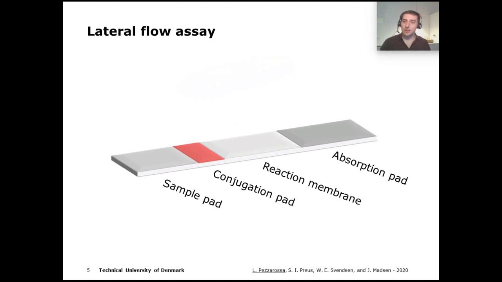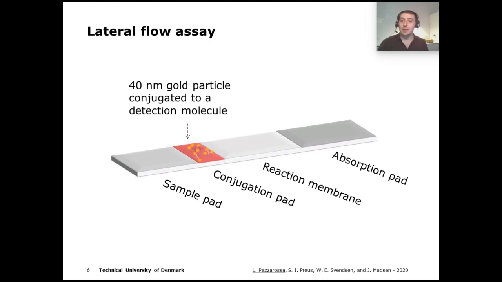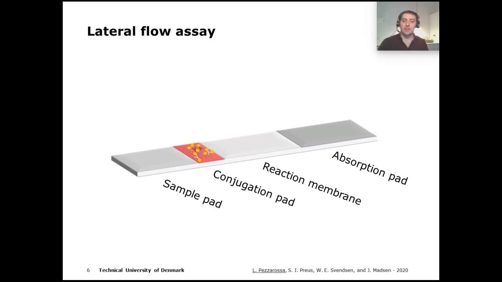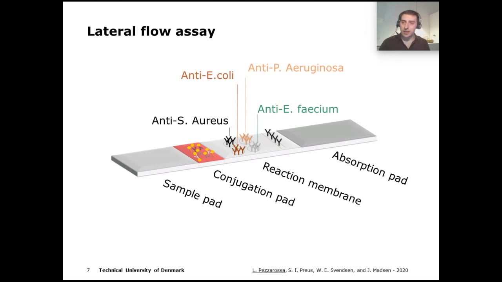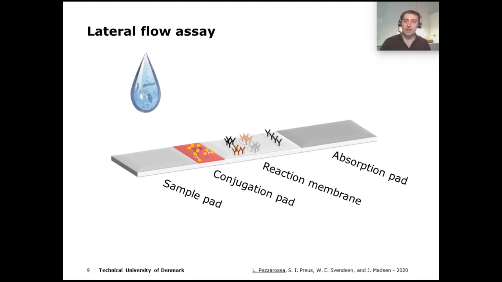Now, since in our case we want to detect bacteria, on the conjugation pad we're going to put antibodies for those bacteria which are conjugated, which are attached with gold nanoparticles. These nanoparticles stain the bacteria with a certain color, in this case red. In the next region, in the reaction membrane, we attach the antibodies to the strip. They are immobilized so that they can capture the bacteria. In this case, we have antibodies able to detect 4 bacteria. Let's see how all of this works.